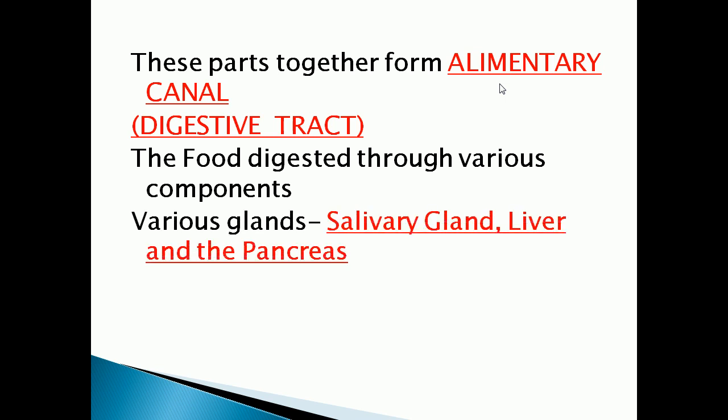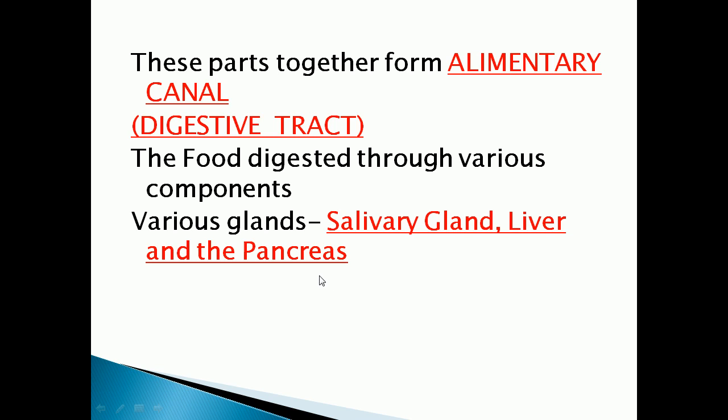Now we can see the inner wall of the stomach and small intestine, and the various glands associated with the canal are salivary glands, liver and the pancreas. So along with the inner wall of the stomach and small intestine, various glands are present in the alimentary canal. So what are the various glands? Salivary gland, liver and pancreas.